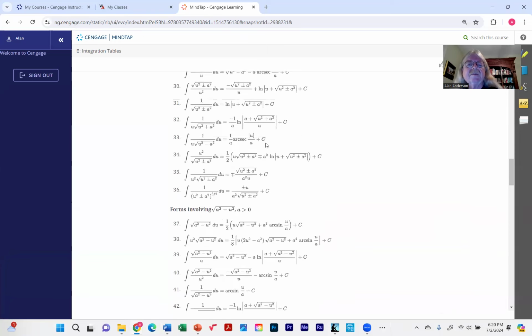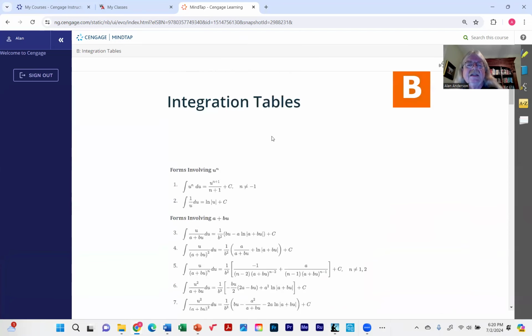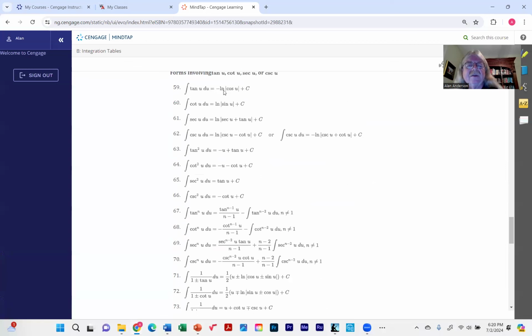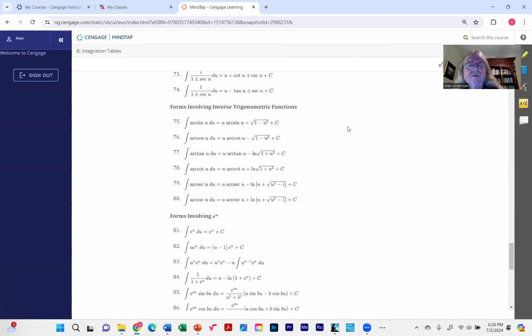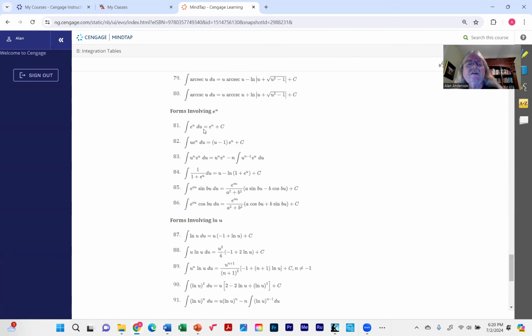Okay, the integration tables are enormous. Look at this. Let's see how many of them there are. Ooh, there's 100, and there's more. They're just showing you 100 of them. So if you're not sure, here it is right here. e to the u du equals e to the u plus c, number 81. And if u is equal to x, well, then it's just e to the x plus c. So u can be any function of x.